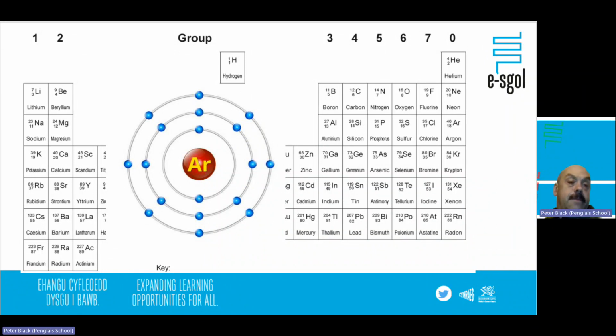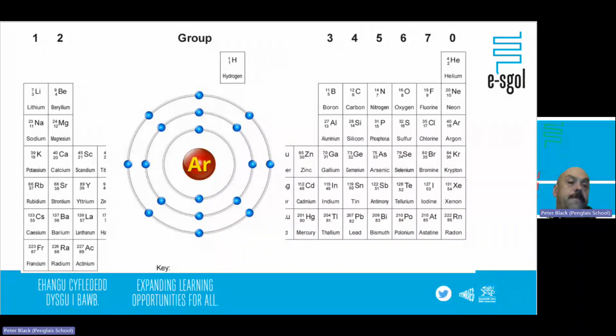So you can see here, we have got 3 shells of electrons, 1, 2, 3. So this tells me argon is in period 3. Let's just check 1, 2, and 3. There's argon. Okay. And then our group.